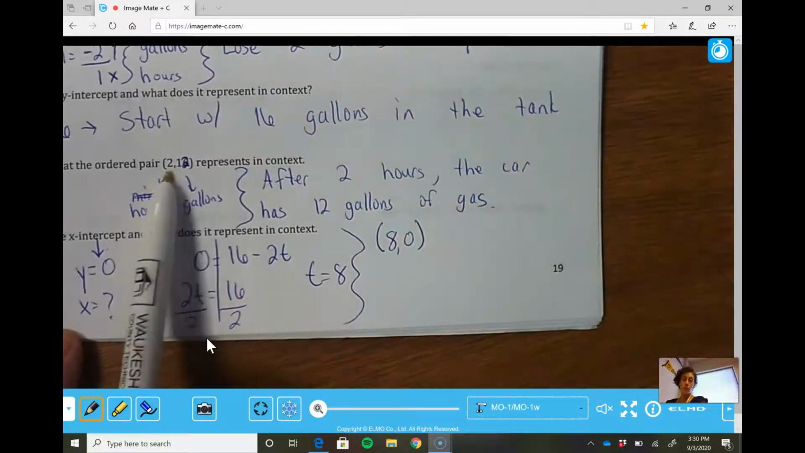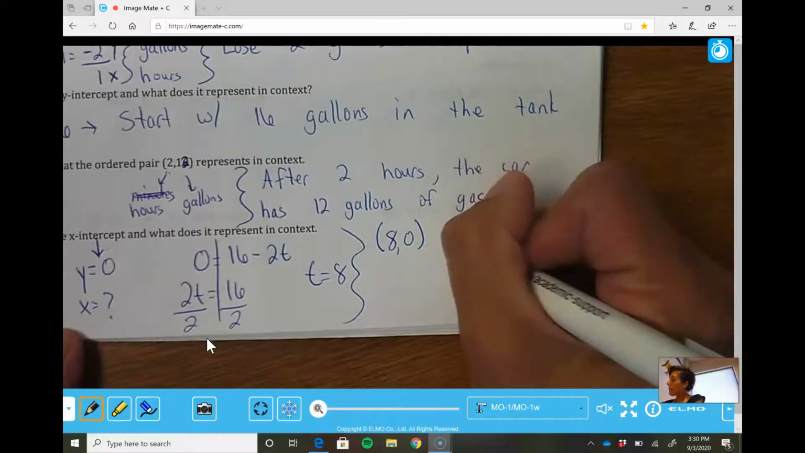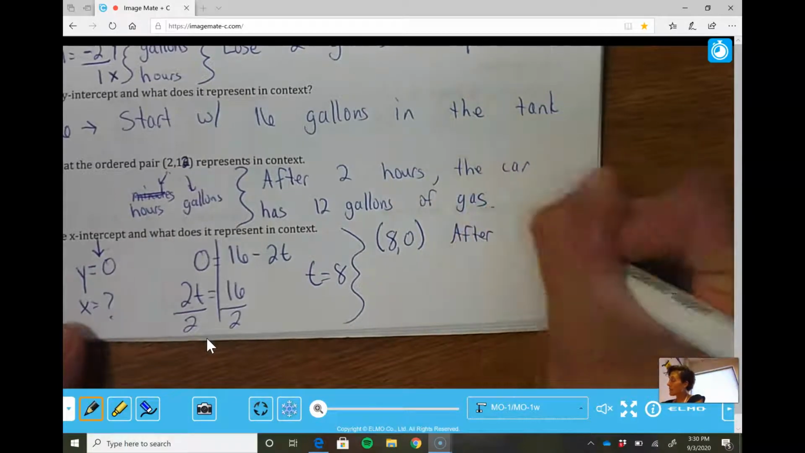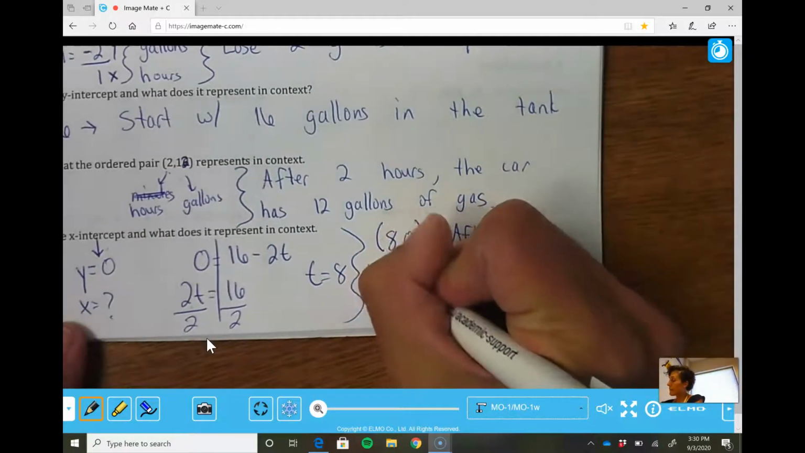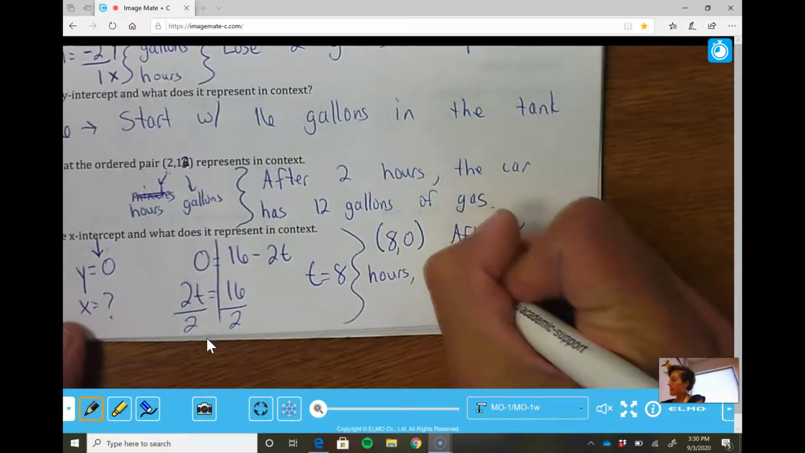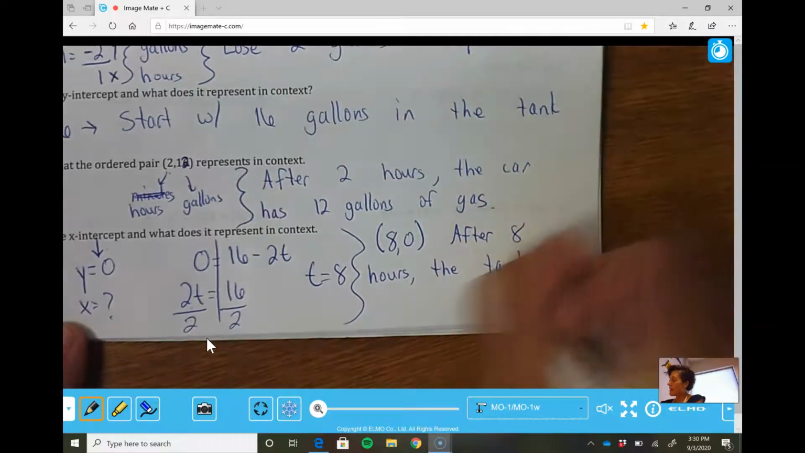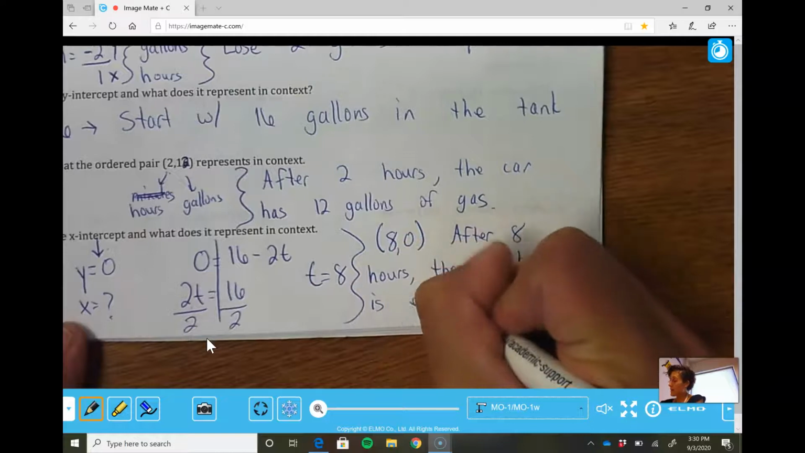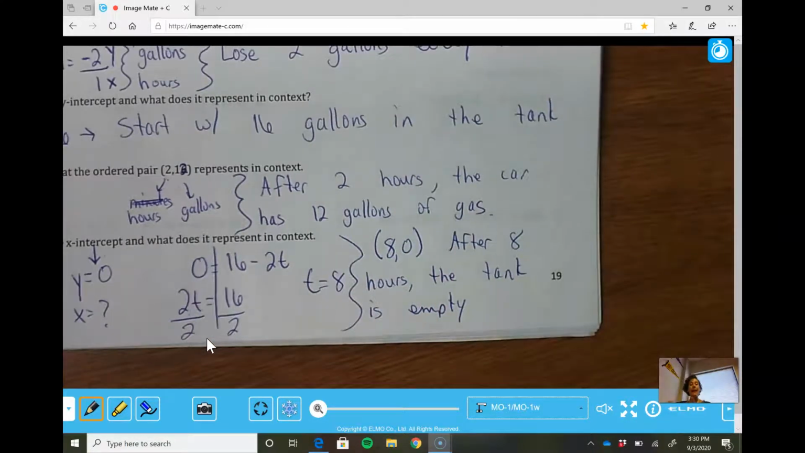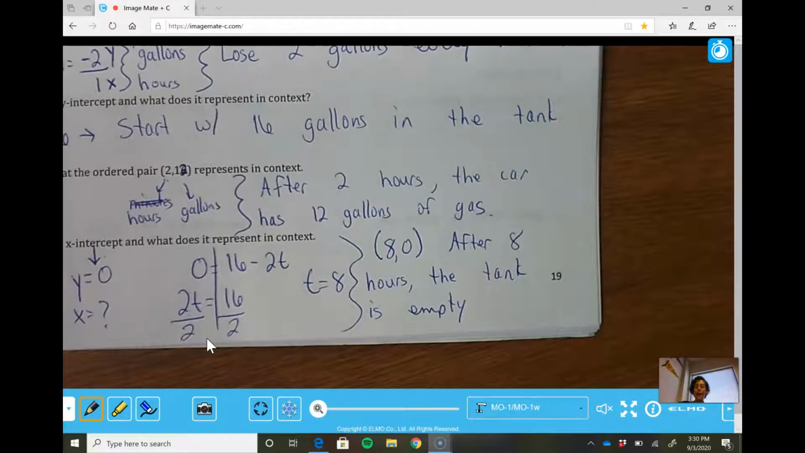And now I'm going to answer the question just like I did here. After 8 hours, the tank is empty. So again, if I ask you for the x-intercept, I'm actually telling you why. Because all x-intercepts have a y value of 0. Hint, hint, listen to that. That's going to be one of your questions right about now.